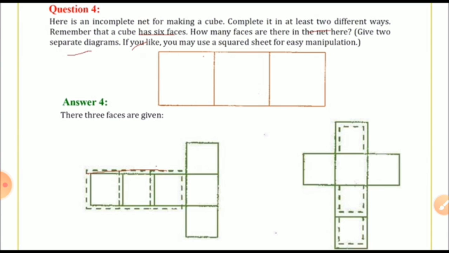Okay, so the dotted lines show the things given in the question, and 3 more faces we need to arrange to become a perfect net of the cube. Otherwise it is not possible, because 3 squares are already given in the question.